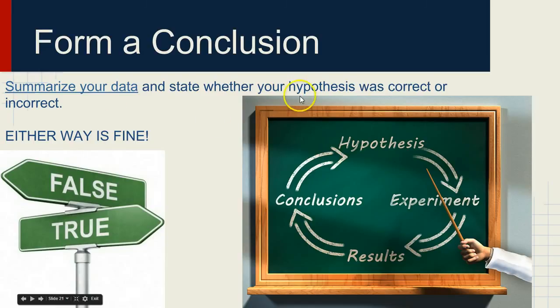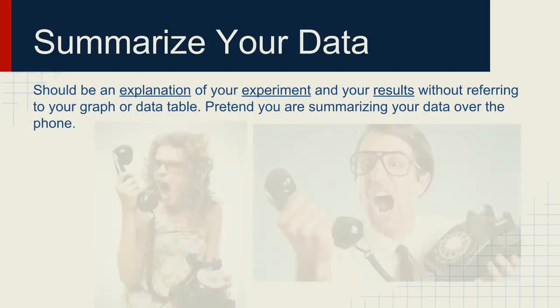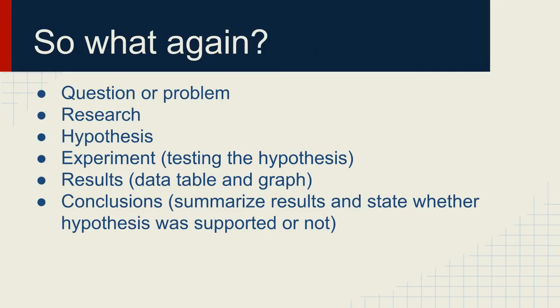So we're stating our hypothesis. Was it correct or was it incorrect? And then we are summarizing our data. What that means is that you should write an explanation of your experiment and your results, but you're not going to be referring to your graph or data table. You want to write that as if you were talking to someone over the phone. They're not going to have access to your graph or data table, so it has to be explained in that way.